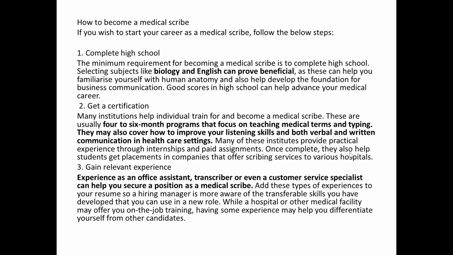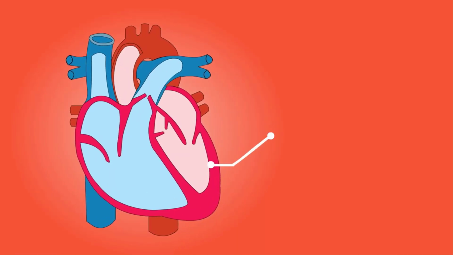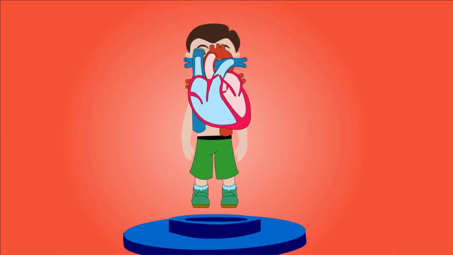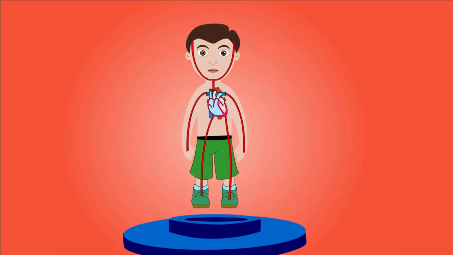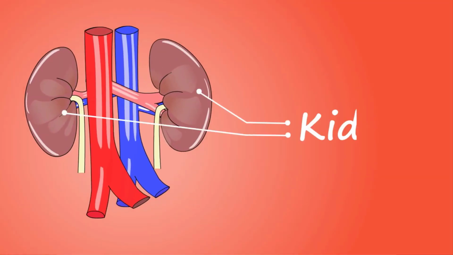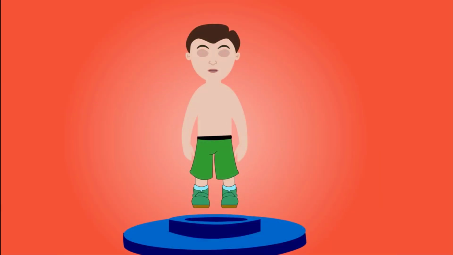So how to become a medical scribe? There are some steps. Generally, first is to complete your graduation. There is no mandatory stream, but if you have a science background or a pharmacy background, then it's very well and good, because you should have knowledge of biology, medical terminologies, and good English, which can prove beneficial. These will definitely help you to grow in this career.